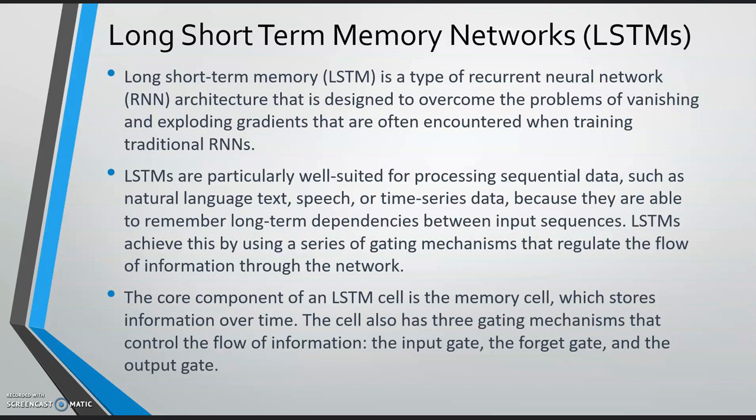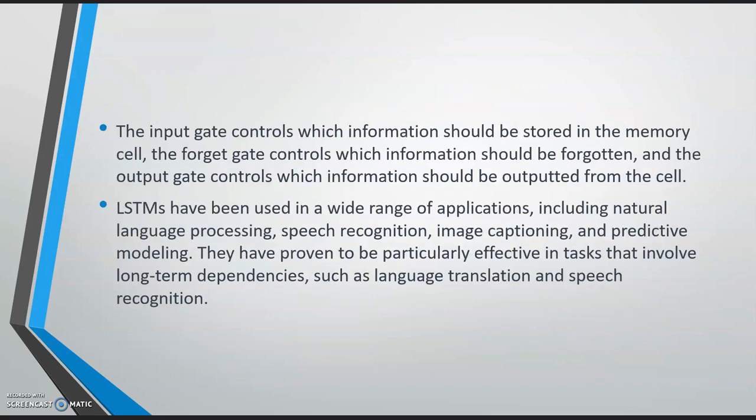LSTMs achieve this by using a series of gating mechanisms that regulate the flow of information through the network. The core component of an LSTM cell is the memory cell, which stores information over time. The cell also has three gating mechanisms that control the flow of information: the input gate, forget gate, and the output gate. The input gate controls which information should be stored in the memory cell, the forget gate controls which information should be forgotten, and the output gate controls which information should be outputted from the cell.